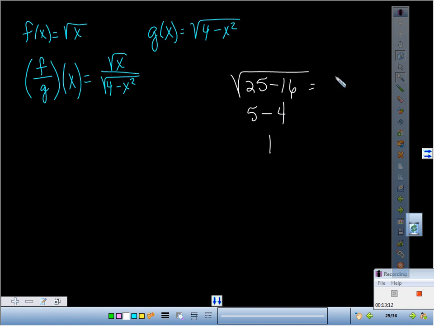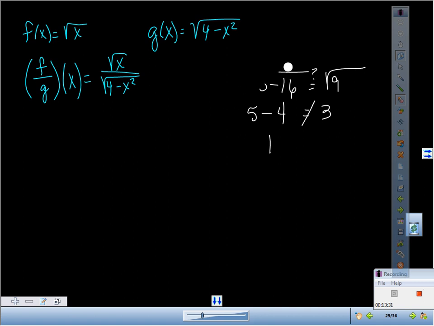Well, let's see what it really is. What is 25 minus 16? What's the square root of 9? Are these equal to each other? They're not. You can't do that. If you want to know if you can do something, put some numbers in there and say, hey, does that really work? Is that legal? And they'll tell you if it's legal or not.